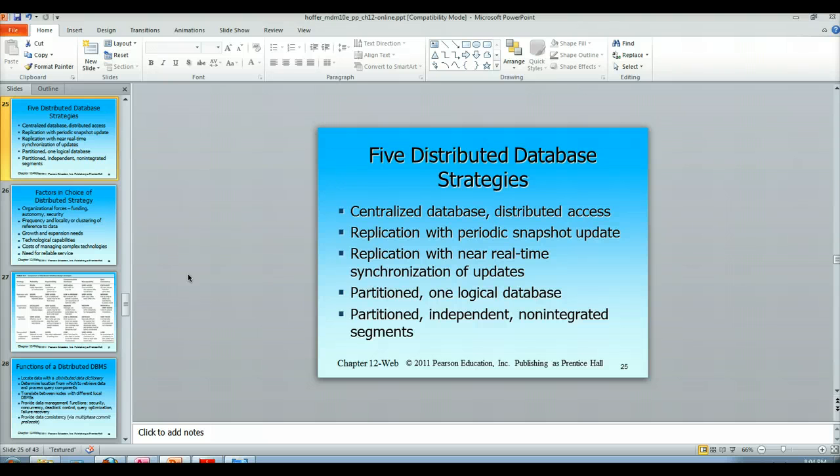We've got partitioned with one logical database, what appears to be one database. So when they say one logical database, it appears that way, but obviously it's distributed. And partitioned, independent, non-integrated segments that are out there. We've talked about these. We've talked about advantages and disadvantages of the different replication strategies and partitioning and centralized database.